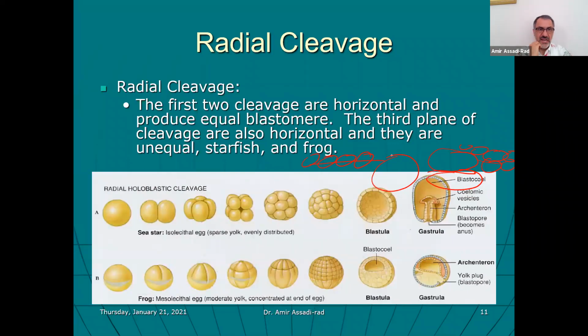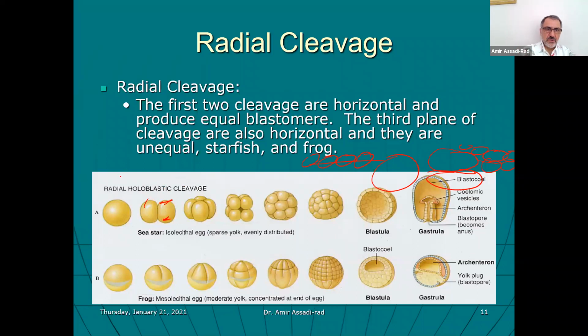Here is a picture, radial holoblastic. The first one, they are showing it horizontal, but the reason it's horizontal is because the animal pole is here and the animal pole is here. That's why it's horizontal. It's not vertical. They did not draw the picture the way I want it to be.